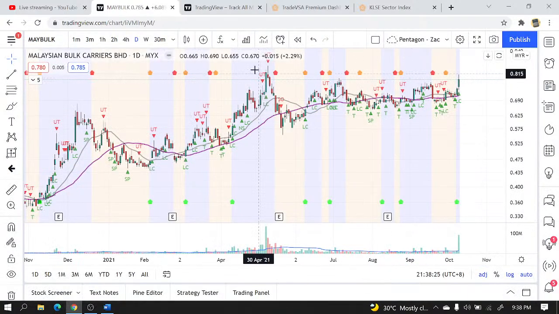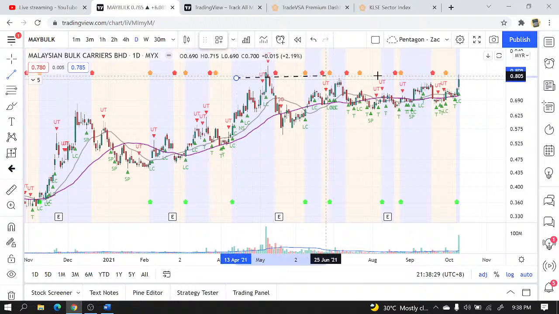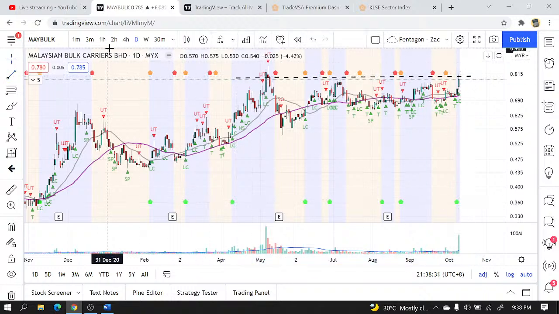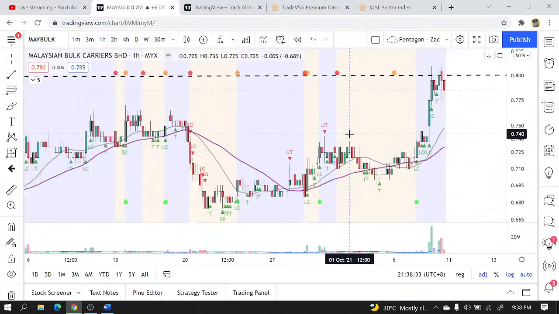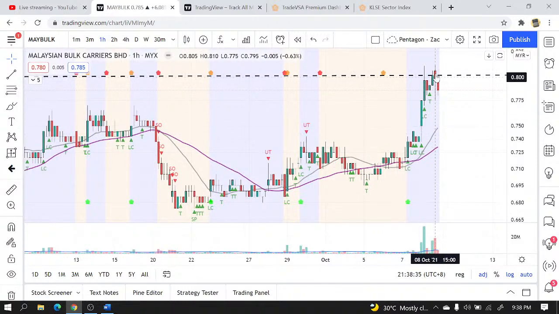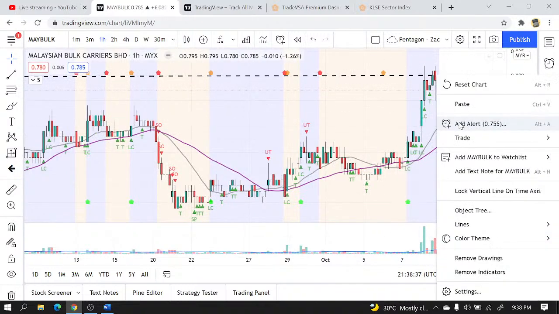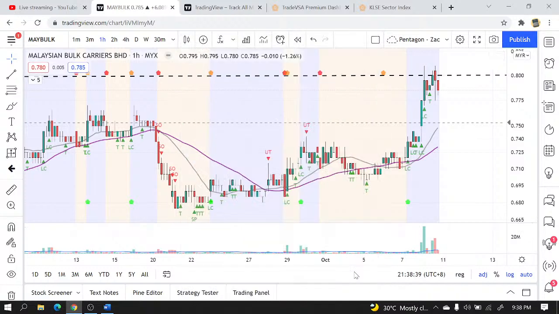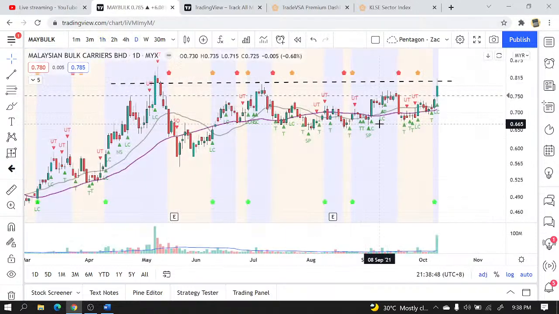Let's look for a few more. Seems like this one is still at the resistance. Volume is high. Look into the hourly charts, we've got some high volumes over here. So again, I just pop my alerts. Let's say I hit my alerts, the price is right, the volume is good, why not? So there are a few here.